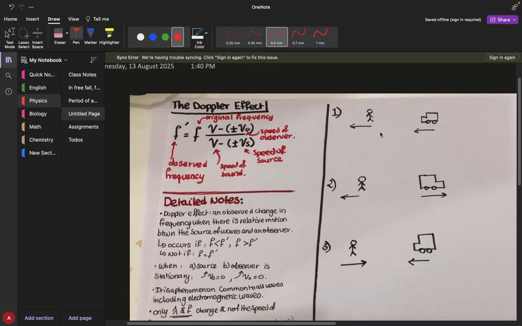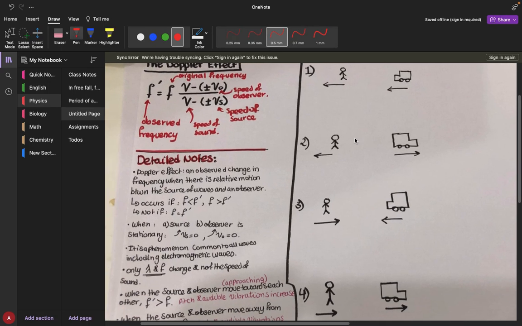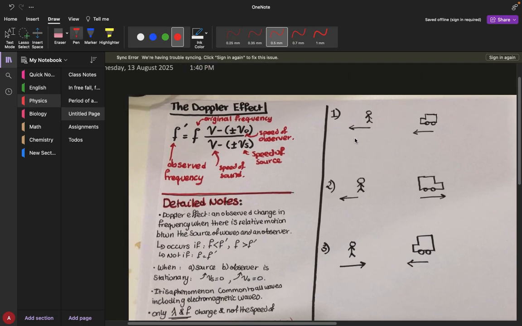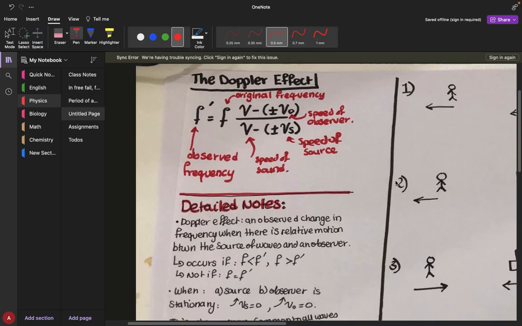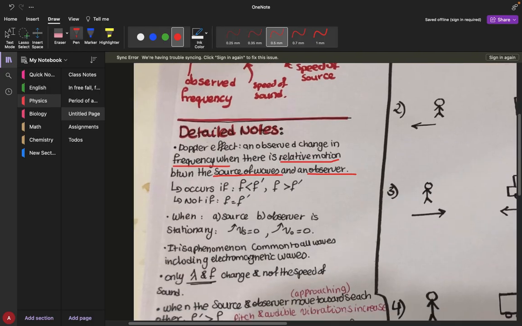So, the Doppler effect. Now we're going to talk about the Doppler effect. Essentially, before I talk about this whole thing that you see over here, I'm going to talk about the definition. The Doppler effect is an observed change in the frequency, when there's a relative motion, there needs to be a relative motion, guys, between the source of waves and the observer. Okay, so three main things.